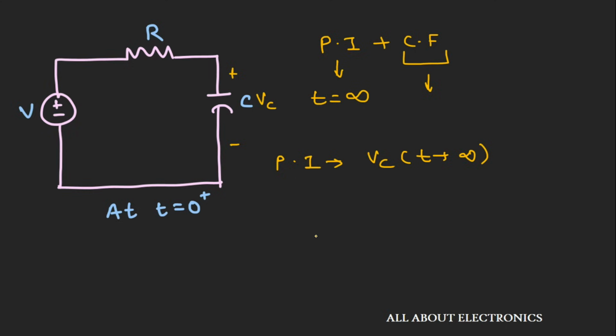So let us first of all find this particular integral, that is Vc at time t is equal to infinity. Now we know that at time t is equal to infinity, or in a steady state condition, this capacitor acts as an open circuit. So the value of the capacitor voltage at time t is equal to infinity will be nothing but the value V. So our particular integral will be nothing but V volt.